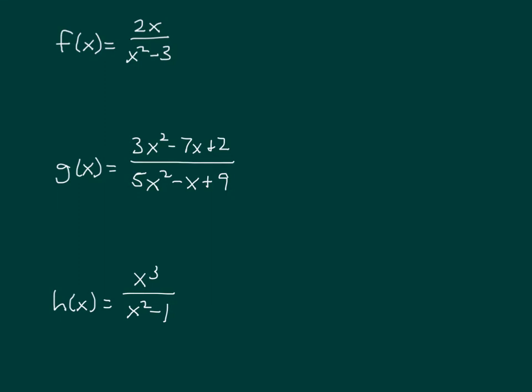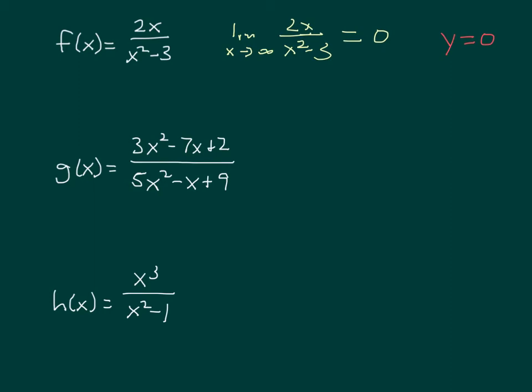Let's take a look at a couple of examples. In the first one here, we're looking at f of x, and f of x is equal to 2x over x squared minus 3. In this situation, we're going to take the limit as x goes to infinity of 2x over x squared minus 3. Since the numerator has a degree of 1 and the denominator has a degree of 2, I know that this limit exists, and that limit is 0. And so my horizontal asymptote is just going to be y equals 0.